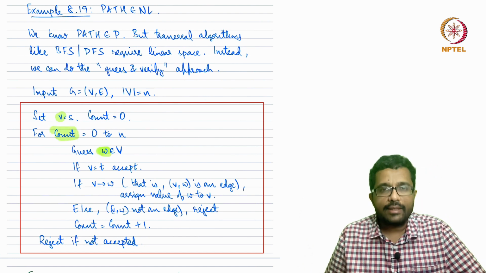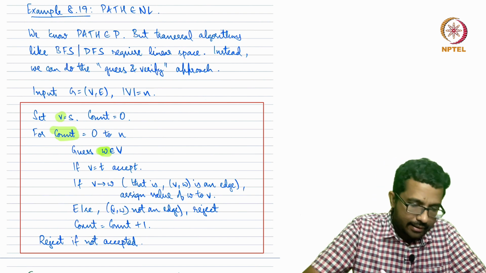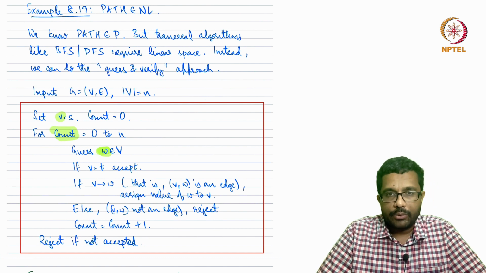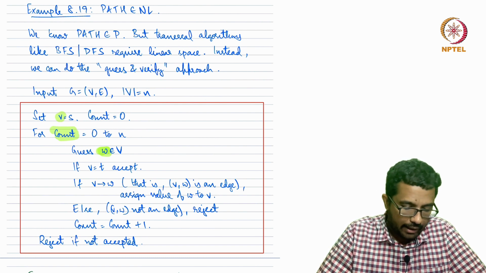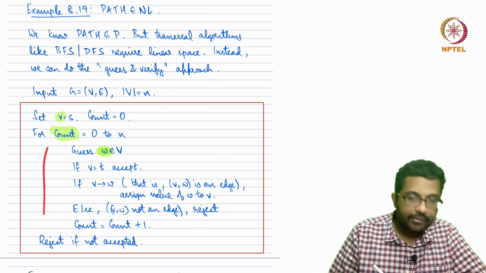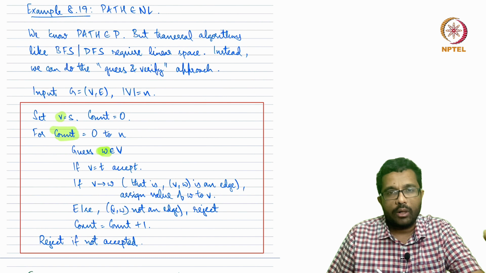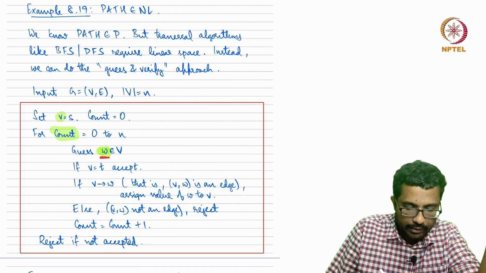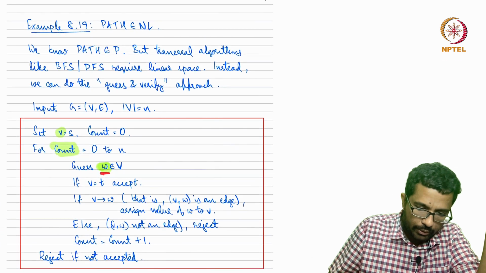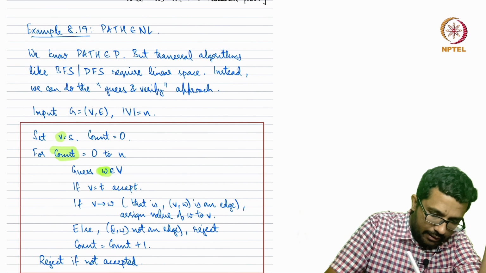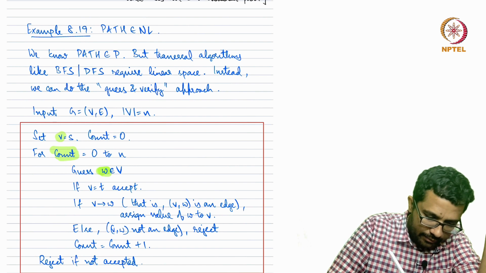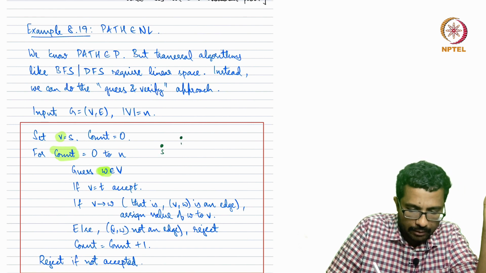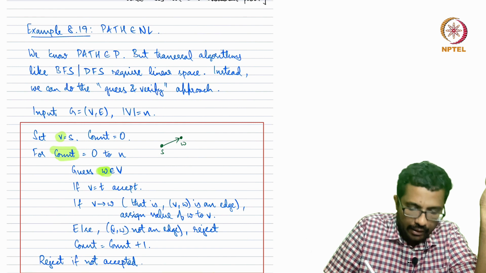We first set V to be the start vertex S, since we have to determine whether there is a path from S to T. The count we set to be 0, and we have a loop that runs from count equal to 0 to count equal to n. Every time, we guess a next vertex W. We have the vertex S, so we guess some vertex here. This is W, and we check whether there is an edge from S to W.